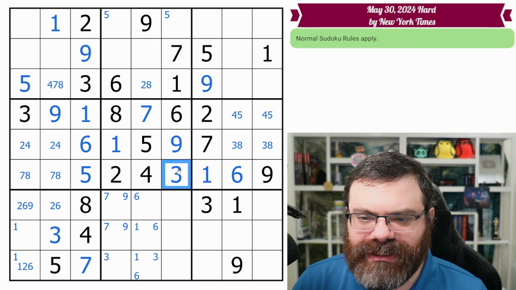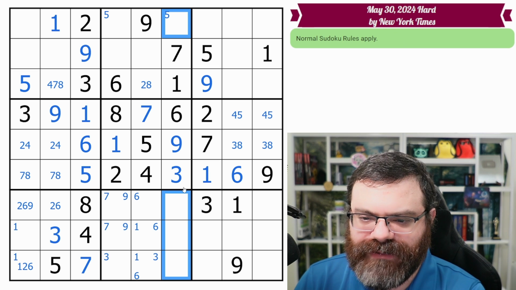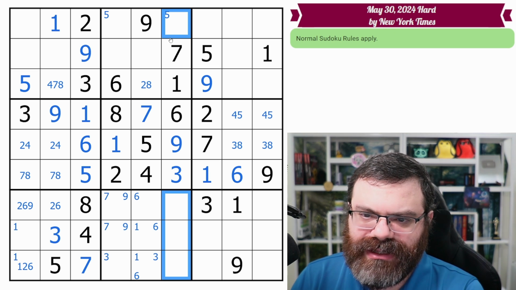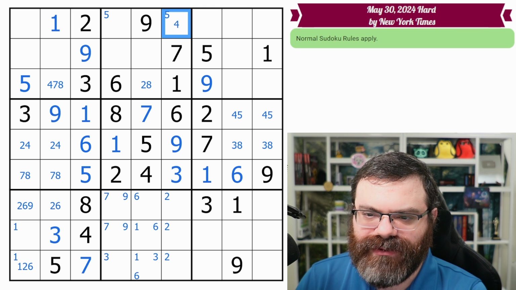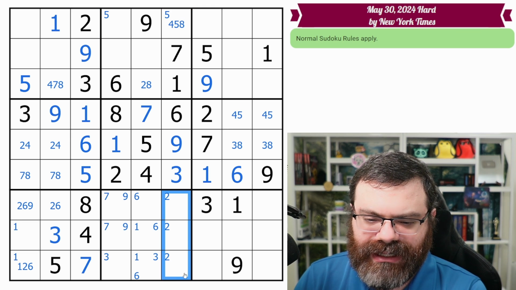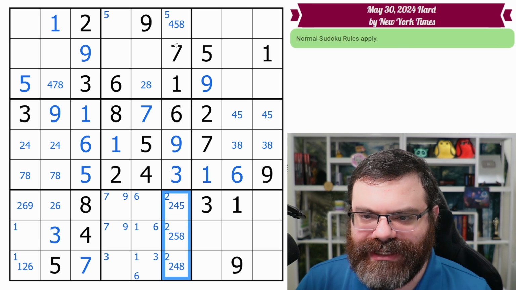This box is full. How about this column here? So we need 2, 4, 5, 8. So we know the 2 is restricted down here because this one can't be 2. So this is down to 4, 5, 8. This can't be 8, so it's 2, 4, 5. This can't be 4, so it's 2, 5, 8. And this can't be 5, so it's 2, 4, 8. Not super exciting.